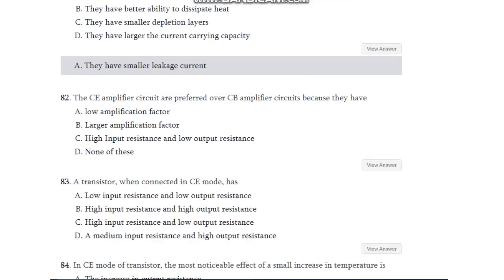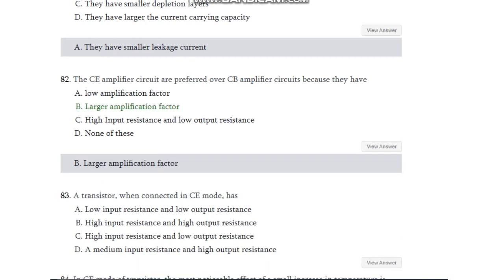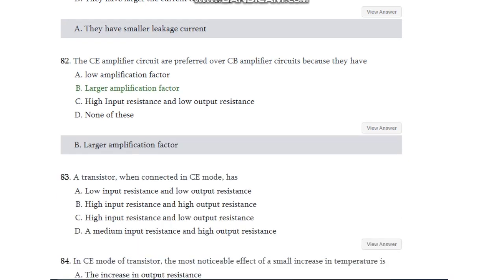Question number 82: CE amplifier circuits are preferred over CB amplifier circuits because they have low amplification error, larger amplification factor, high input resistance and low input resistance, and none of the above. And the answer is larger amplification factor.